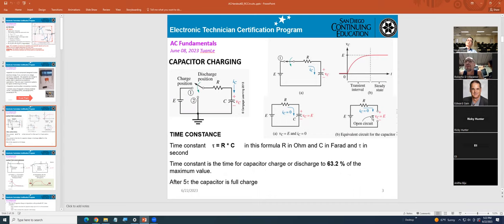Are the battery and the capacitor both at the same charge? Exactly. When the capacitor is charging up, that means right here is maximum. The voltage here and the voltage here are the same. That will be telling you no current flow. Okay? So that will be open.